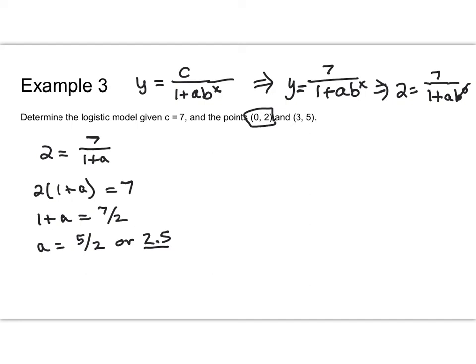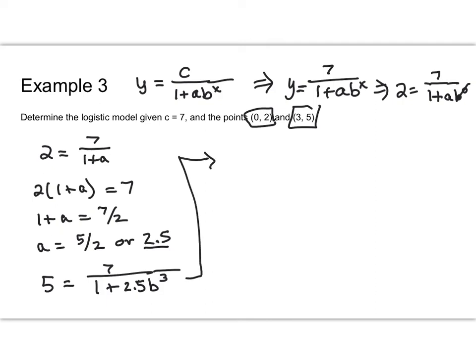All right, so I know what a is, and I am going to go ahead and plug that into my equation. And I'm going to use my second point, 3, 5. When x is 3, y is 5. And I'm going to plug in all my other known values. Let's see, x is 3. All right. So I have 1 plus 2.5 b to the third. B is the thing I still don't have.